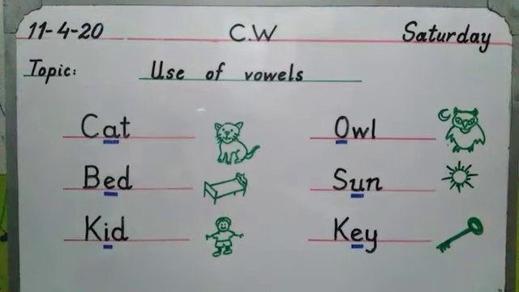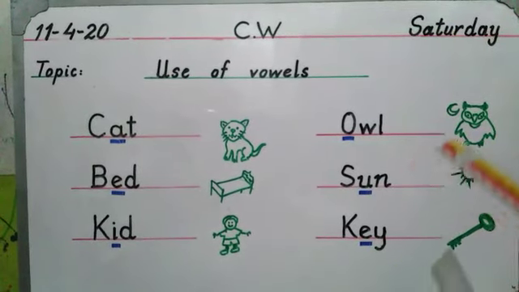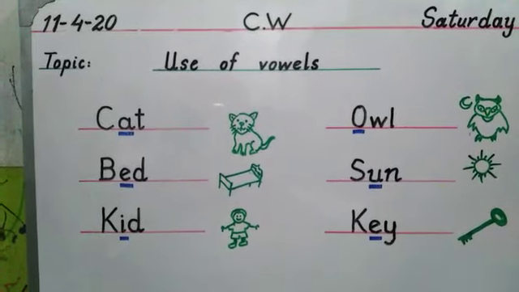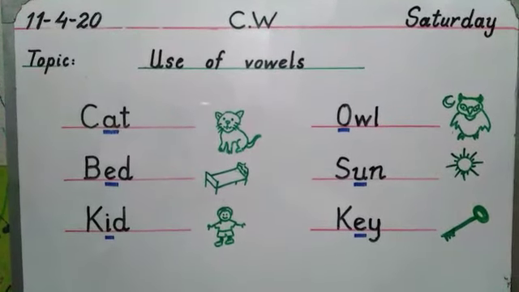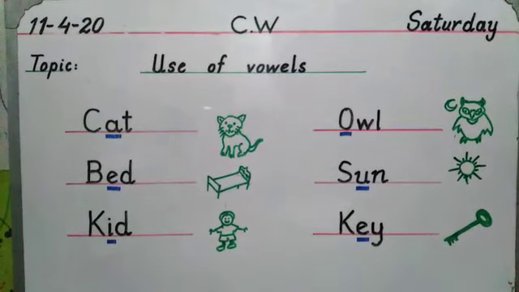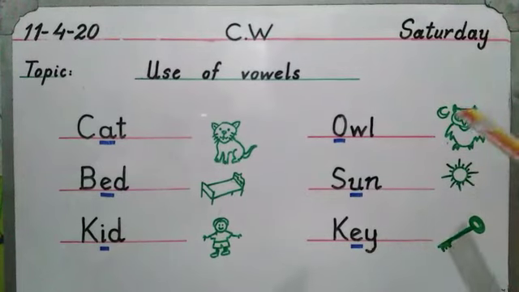So dear students, you can see the vowels in all these words marked by blue underline. Now your task, which you have to perform, is to make at least 5 words from each vowel.